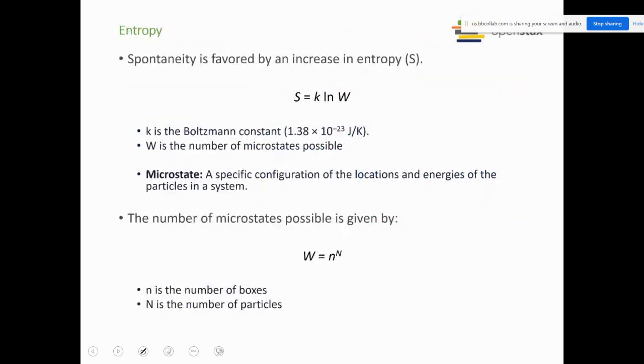All right, so the last concept for today is this concept of microstate and what it means, and this formula W equals n to the power n. Basically, we said spontaneity is favored whenever the reaction was, most of the time, exothermic, right? Whenever there was energy involved.